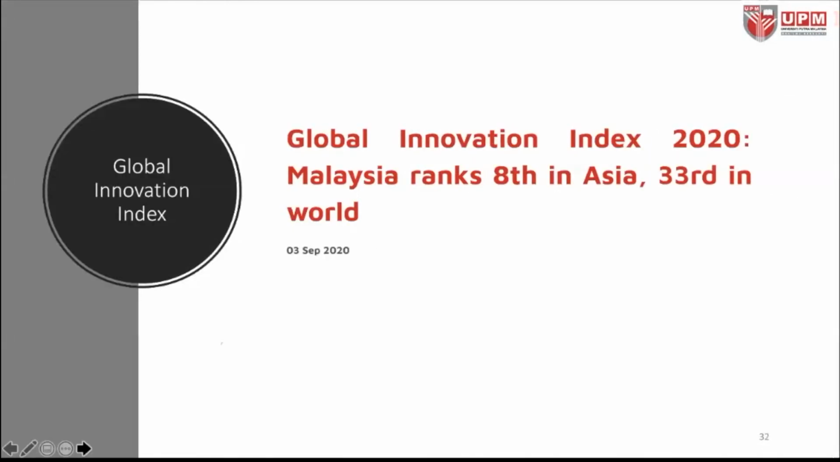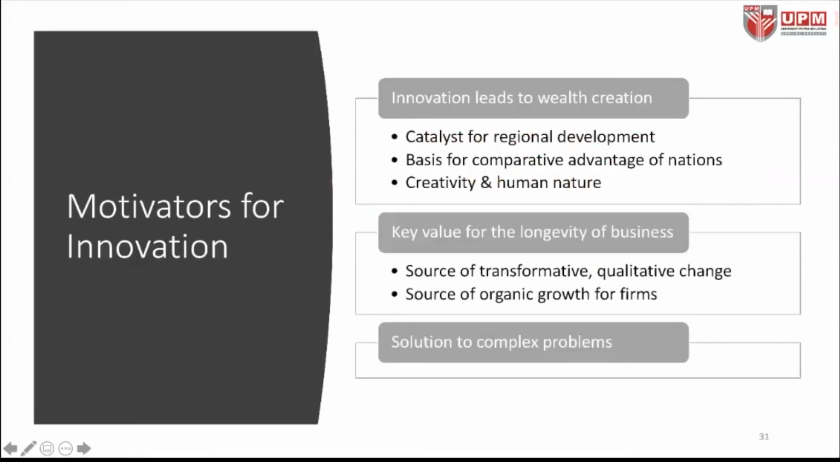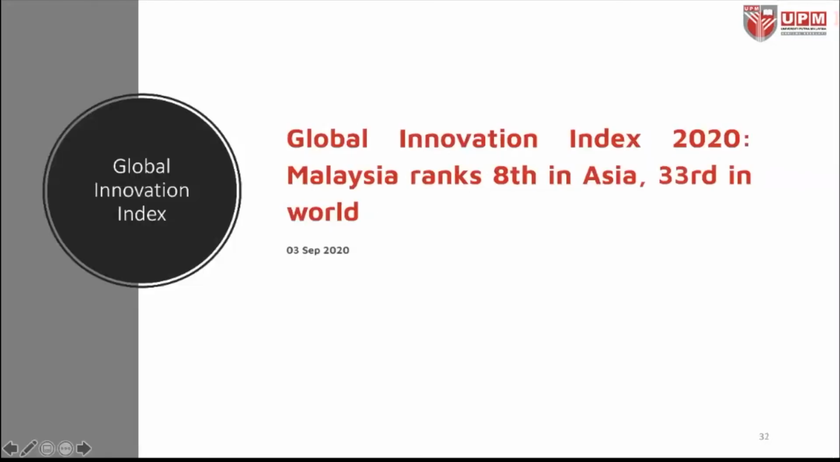If we look at the Global Innovation Index in 2020, this is a report by the World Intellectual Property Organization, WIPO. I can't remember the name of the organization. So it put up a global innovation index where Malaysia ranks number 8 in Asia and number 33 in the world. So how many countries do we have in the world? So Malaysia is already at rank number 33.